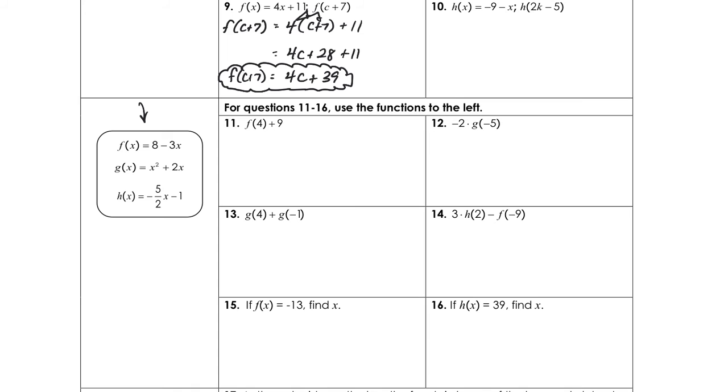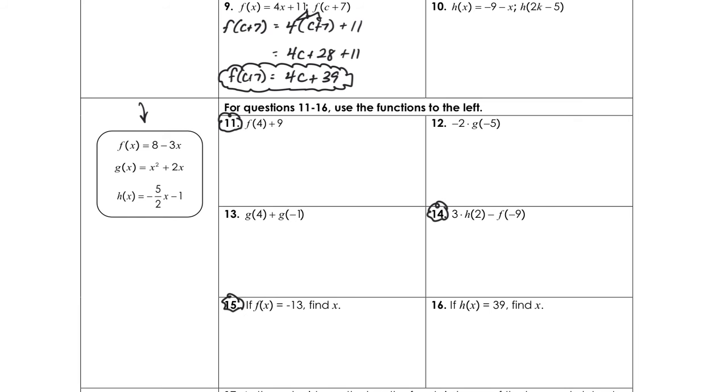So we're going to use the functions on the left here. We have f of x equals 8 minus 3x. We have g of x equals x squared plus 2x. And we've got h of x equals negative 5 over 2x minus 1. So these are the three functions that I have. I'm just going to do two of these. I'm going to start off with 11, and then jump into number 14. And then I will do number 15 as well as an example of one of these, okay?